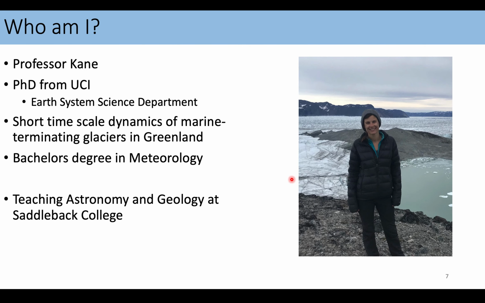So who am I? My name is Emily Kane. You can call me Professor Kane, Professor K, Dr. Kane, all of the above. I have my PhD from UCI in the Earth System Science Department. I studied short timescale dynamics of glaciers in Greenland. My master's is from the same department at UCI, and my bachelor's is in meteorology. I teach both astronomy and geology here at Saddleback. So I teach this class, and I'm also teaching an astronomy class this semester. I sometimes mix up semester and quarter still because I'm so used to the UCI quarter system, so I will apologize in advance for that.